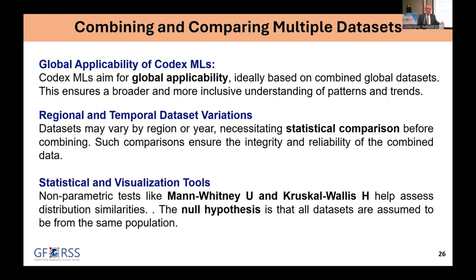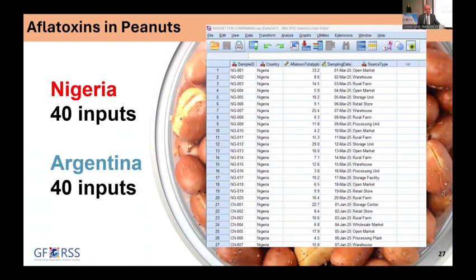In order to make it simpler, because obviously we are not here to go into details on this, I will take an example of checking aflatoxin in peanuts. I have two data sets, okay? 40 inputs coming from Nigeria and 40 inputs coming from Argentina. I have, as you can see, the country and the aflatoxin level, total aflatoxin in ppb, as well as the sampling date and the sampling source.